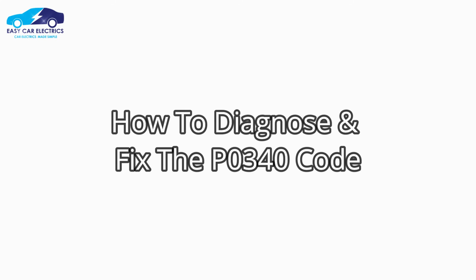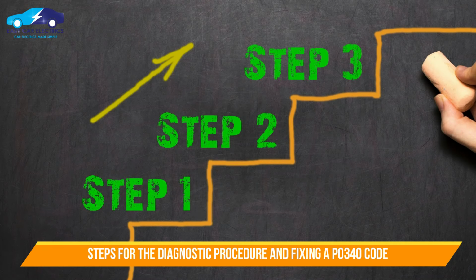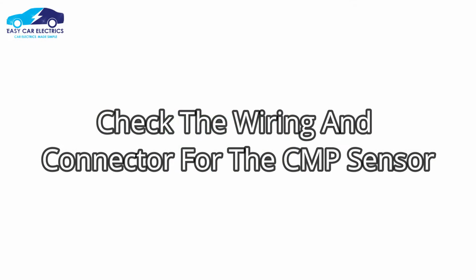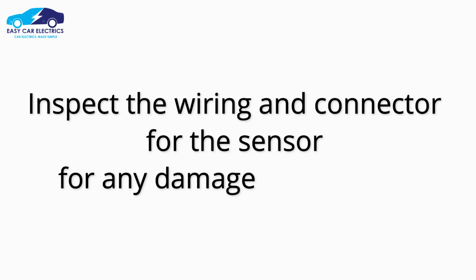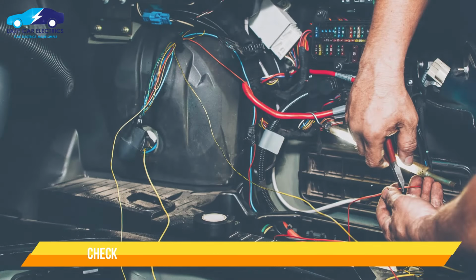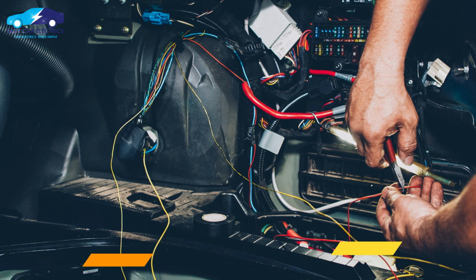How to diagnose and fix the P0340 code. Here are some steps for the diagnostic procedure and fixing a P0340 code. Check the wiring and connector for the CMP sensor. Inspect the wiring and connector for the sensor for any damage or corrosion. If the wiring appears to be in order, then check all the connections are clean and secure. If you find any issues, repair or replace the wiring and connector as necessary.